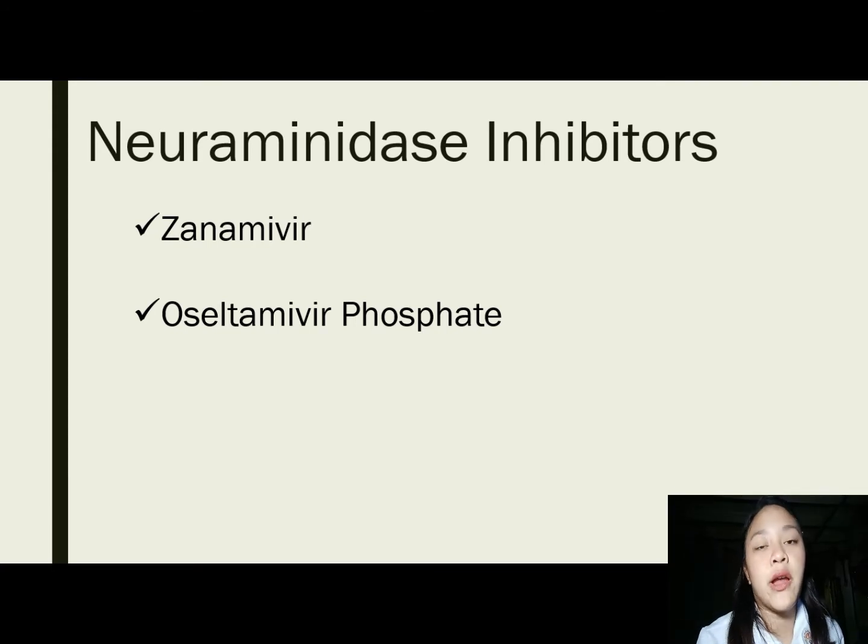Neuraminidase inhibitors inhibit the activity of neuraminidase. They are effective against influenza A and B. Oseltamivir phosphate decreases the release of viruses from infected cells. Zanamivir is administered through inhalation while oseltamivir is taken orally.